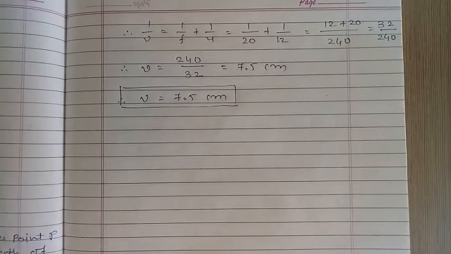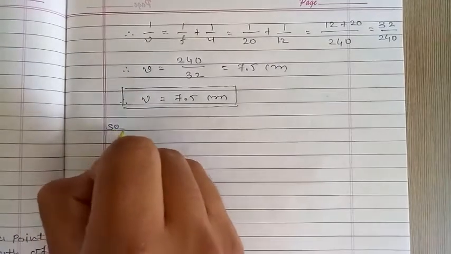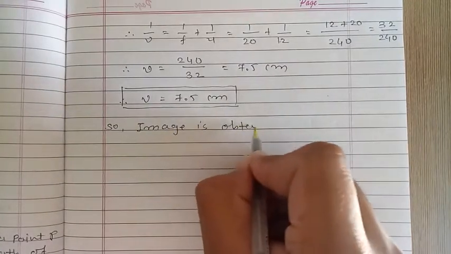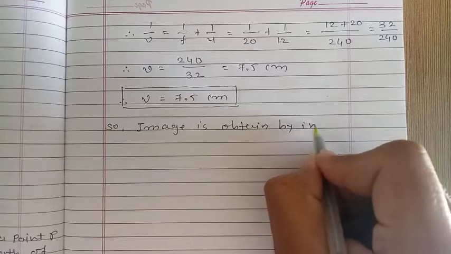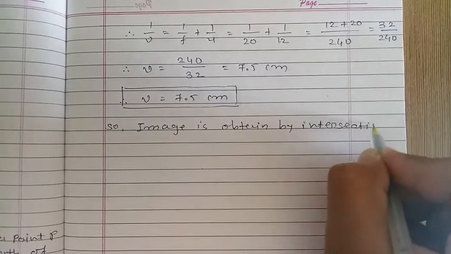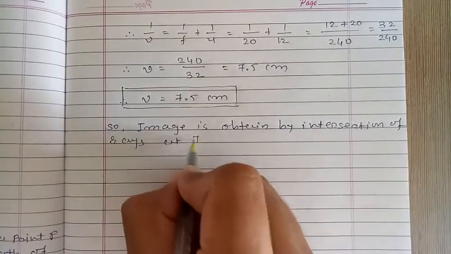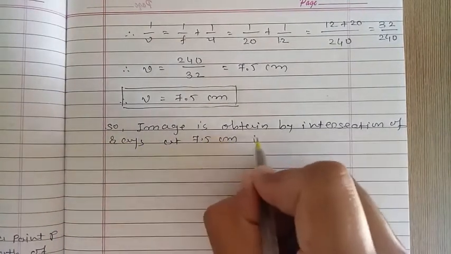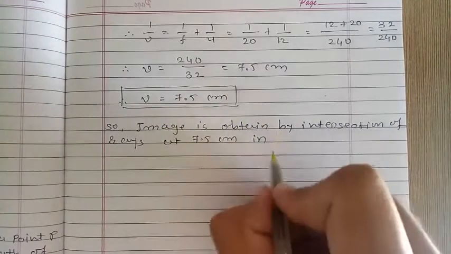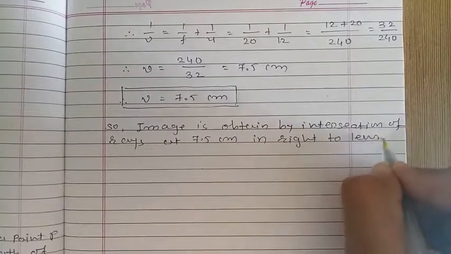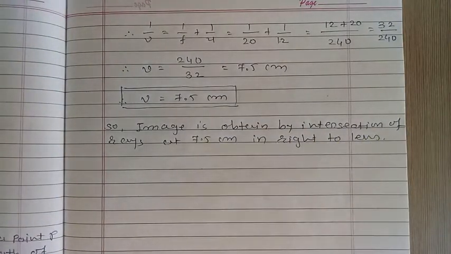So we can write that, image is obtained by intersection of rays at 7.5 centimeter, here the answer is positive, so on the right hand side to the lens, right? Okay, so this is our first case for the convex lens.